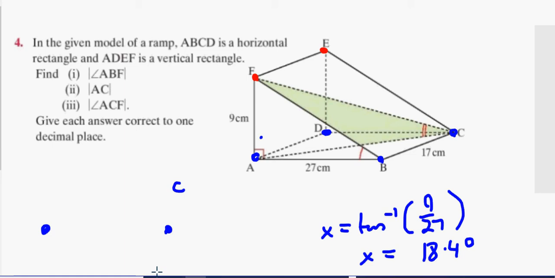It also states that it's a rectangle. So what does that mean about A, B, and C? What type of triangle is it? Right angle. Because it's a rectangle, isn't it? Yeah.